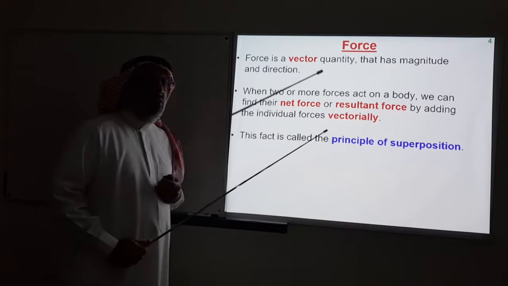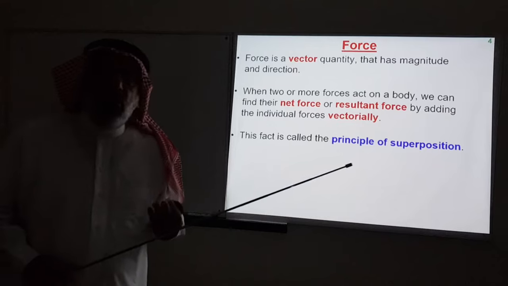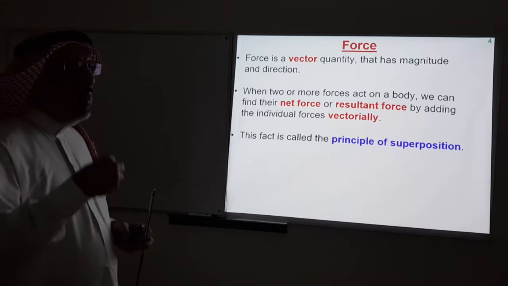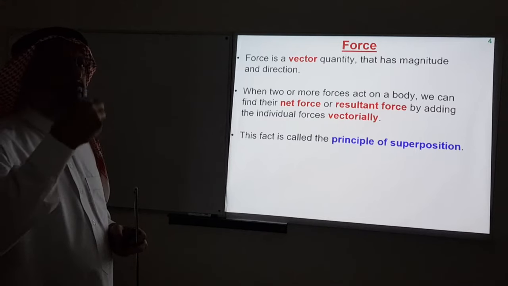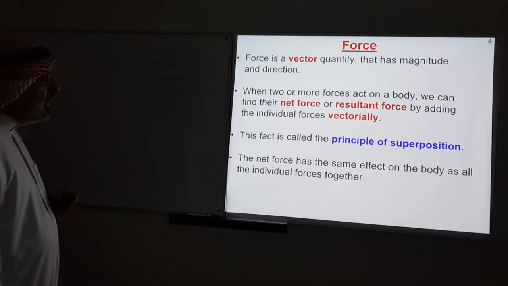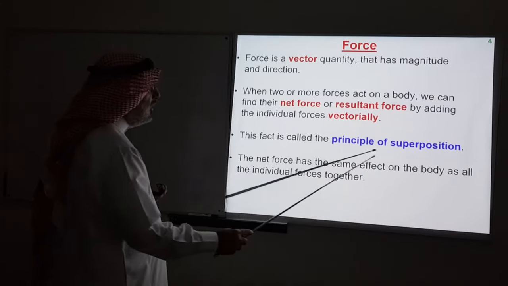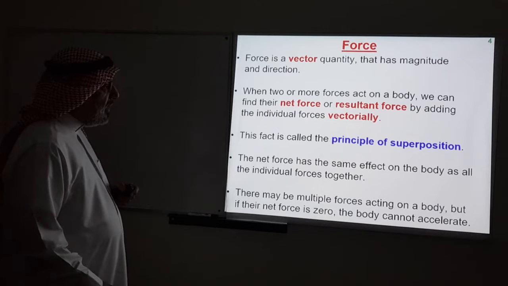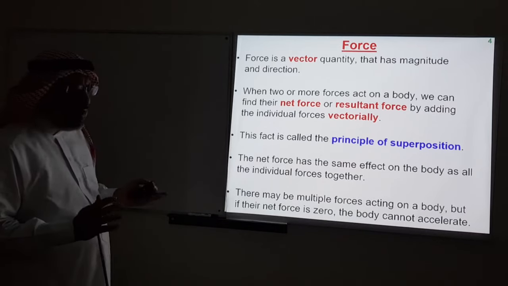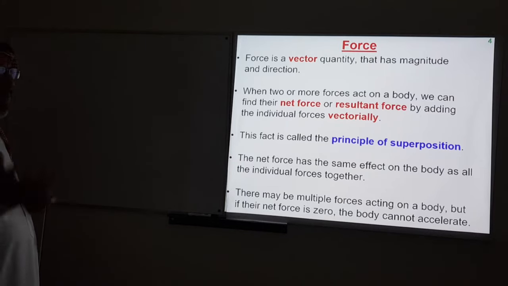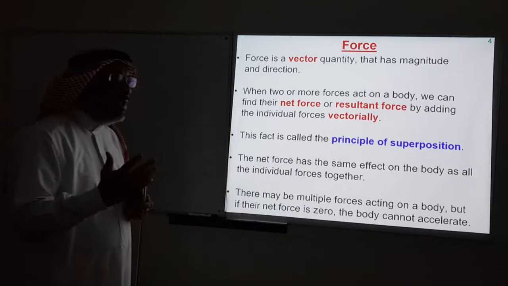Superposition in the language of mathematics is another name for adding. It could be algebraic addition, it could be wave addition, it could be vector addition. Now we use it to add vectors. The net force has the same effect on the body as all the individual forces together. There may be many forces acting on a body, but if their net force is zero, if they add up vectorially to zero, the body cannot accelerate because the net force is zero.